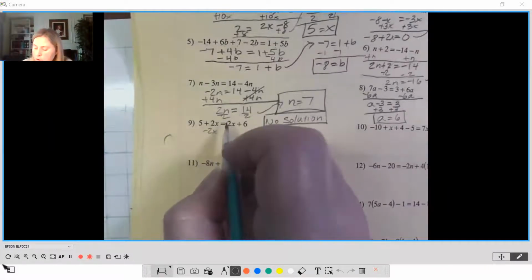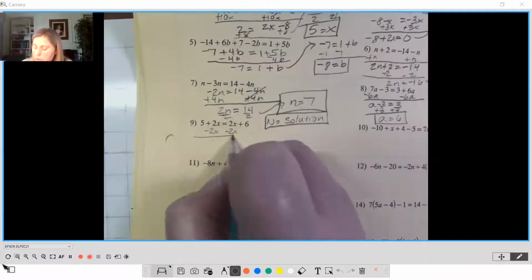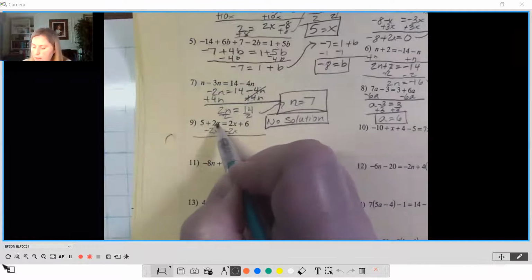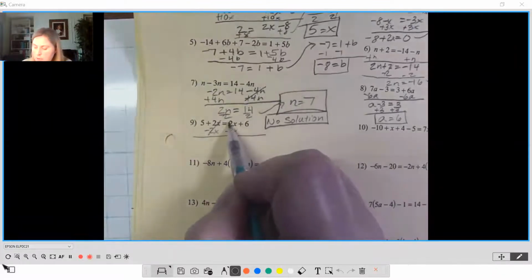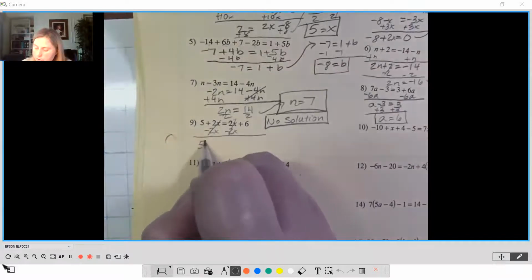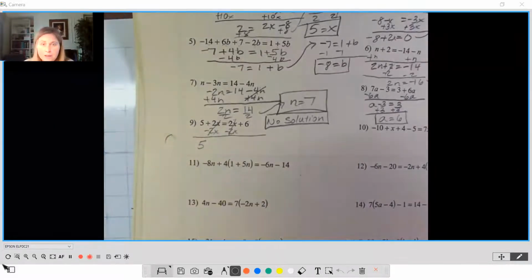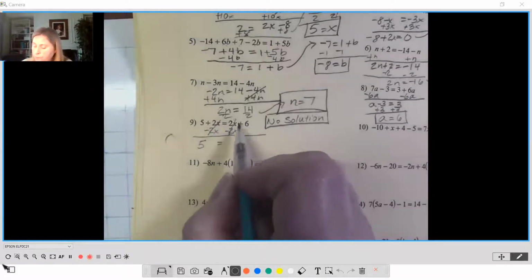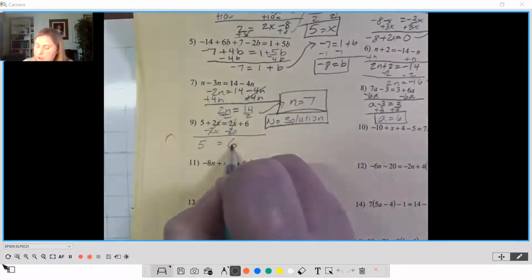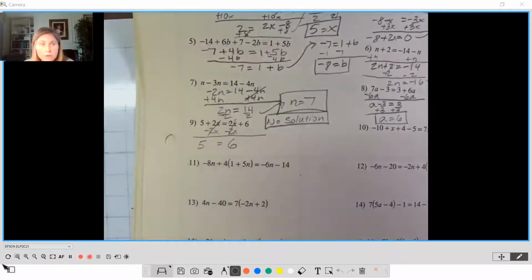You would try to combine like terms, and you would subtract 2x from each side. Great. 2x minus 2x is 0. 2x minus 2x is 0. So then you end up with this. Bring down the 5. 5 plus 0 is 5. Bring down the equals. Negative 2x plus 2x is 0. 0 plus 6 is 6. So we end up with this statement, 5 equals 6.